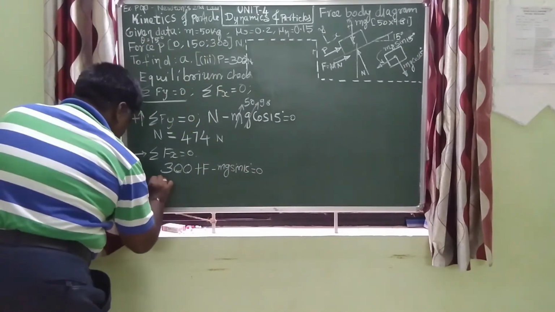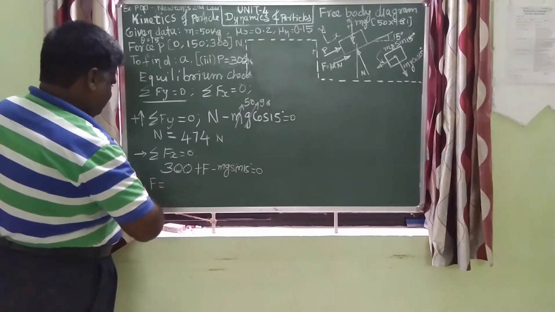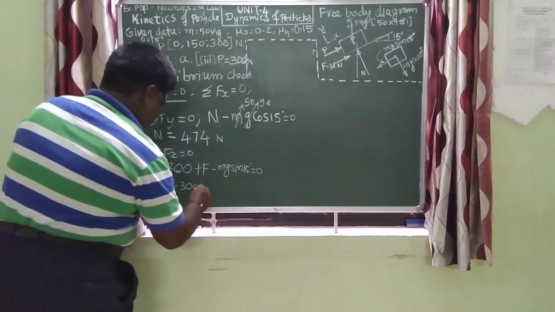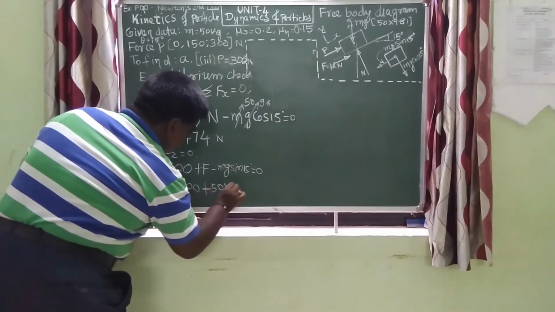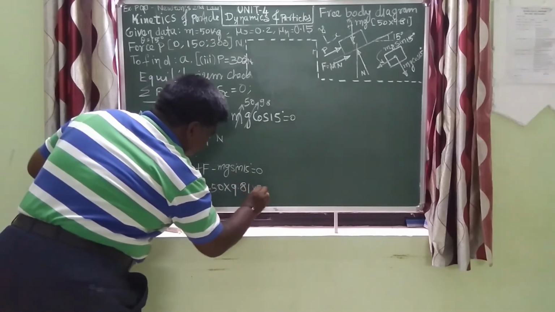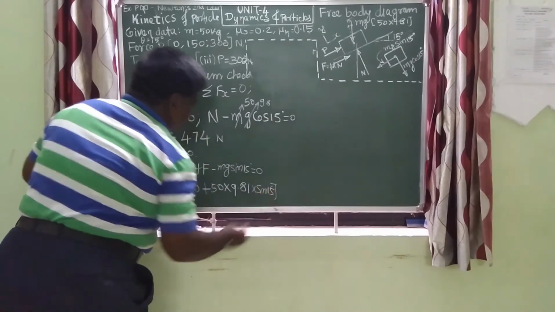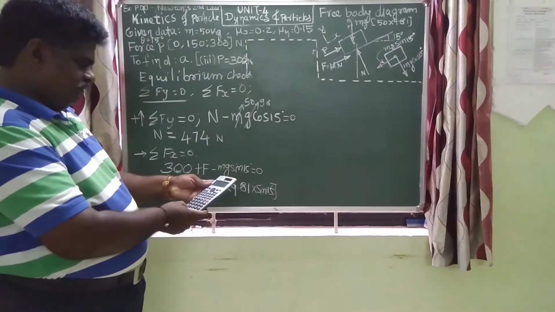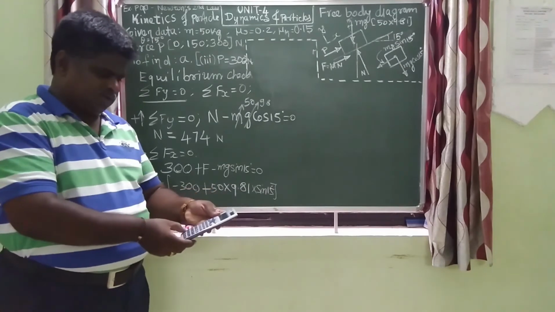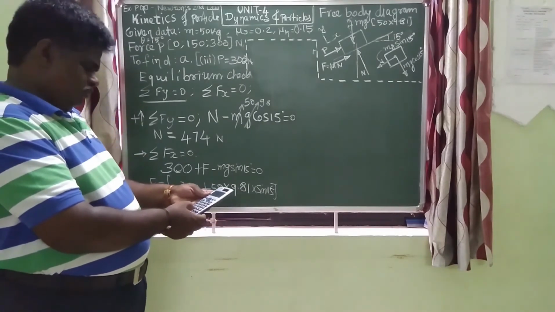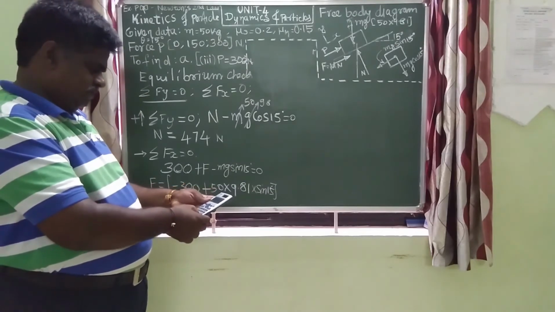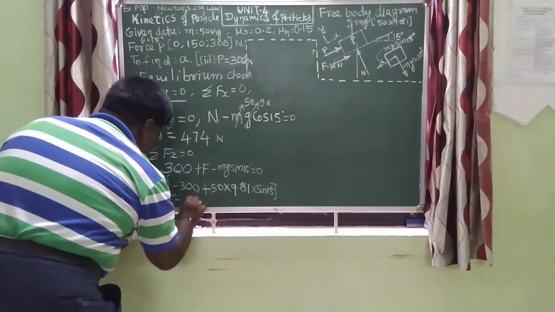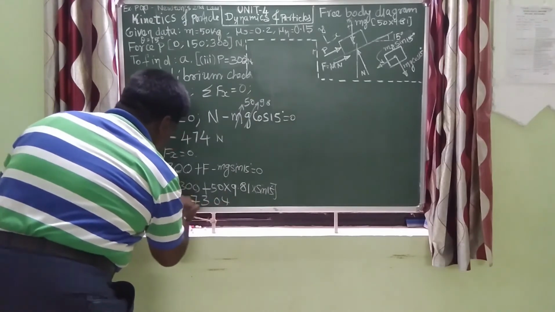From that we calculate the force, that is minus 300 plus 50 into 9.81 into sin 15 degree. So the force is minus 173.04 Newton.